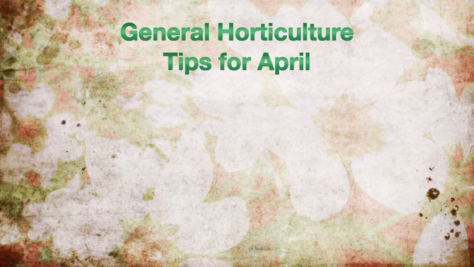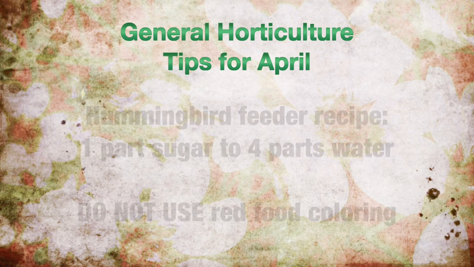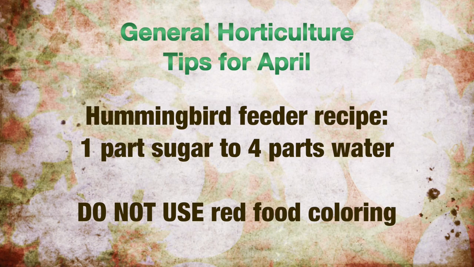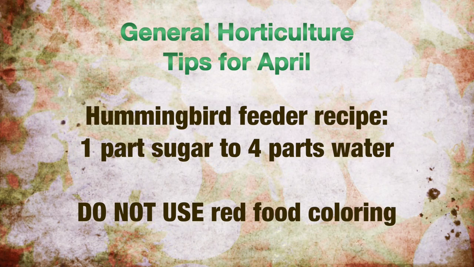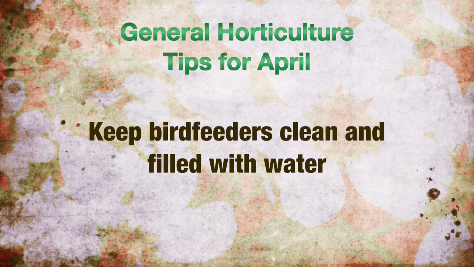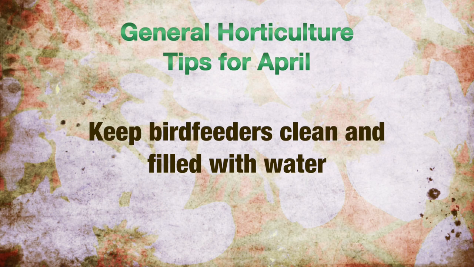vegetable garden. Some additional horticulture tips for April are: hummingbirds arrive in Oklahoma in early April. Get your bird feeders ready using 1 part sugar to 4 parts water. Do not use red food coloring. Keep the bird feeder filled during the summer and help control insects at the same time.